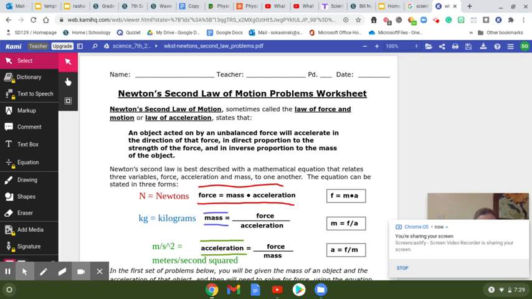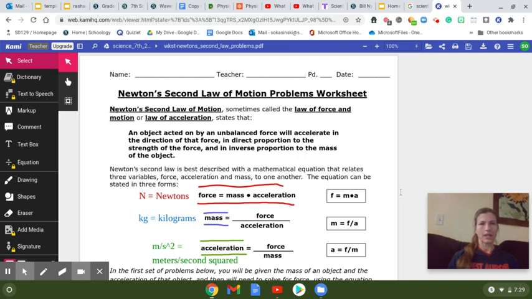Hi, seventh graders. I just wanted to make a short video on how to do the calculations for Newton's second law of motion problems worksheet.